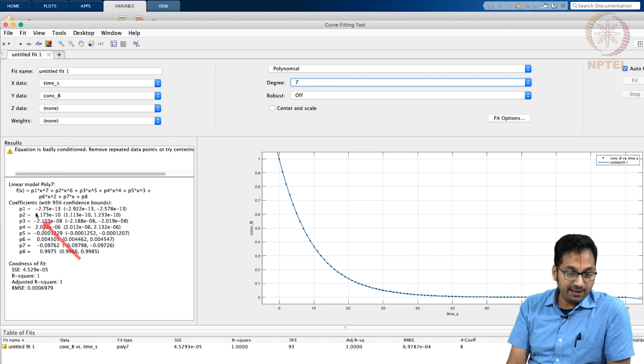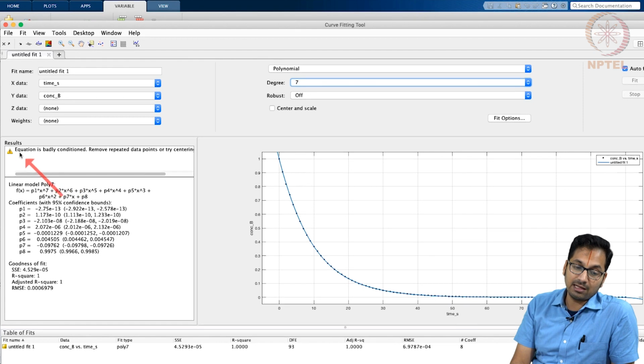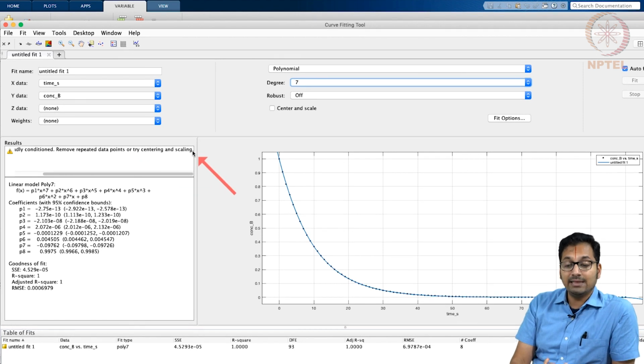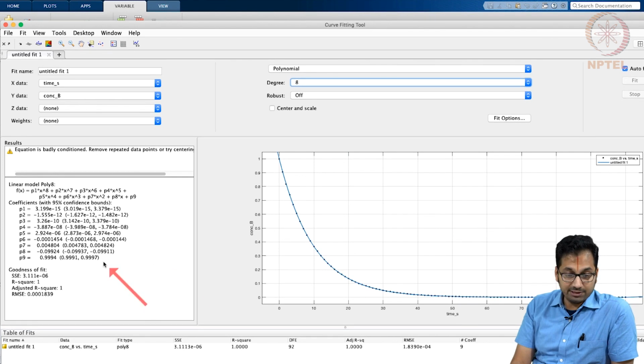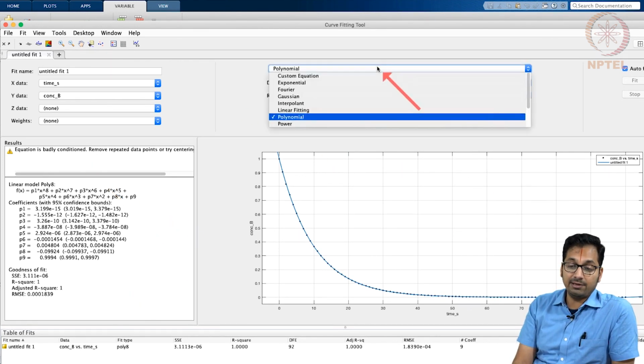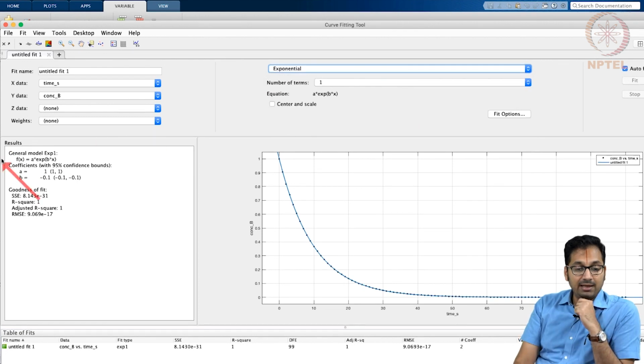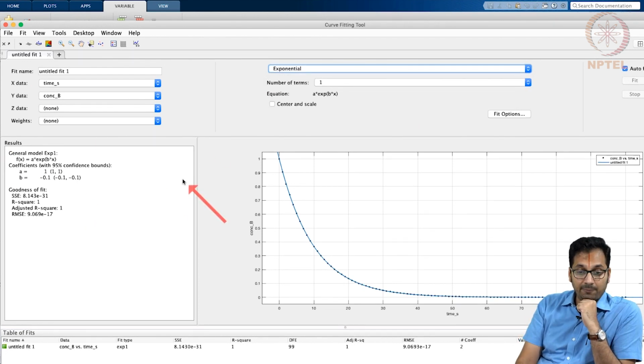If you realize, MATLAB is also trying to tell you the equation is badly conditioned, remove repeated data points and try centering and scaling. So it's also trying to suggest what's going on. We can try to say whether when you increase it to 8, you're starting to get things better, but still things don't improve until you go back to your exponential fit. Here it does not give you any such error, right?